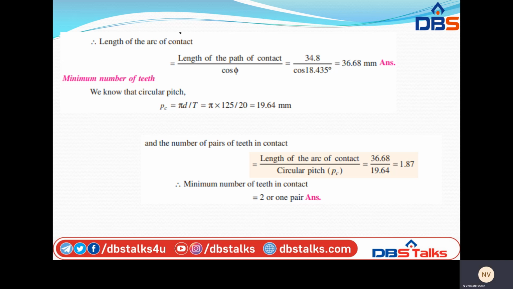So the length of the arc of contact by the circular pitch is equal to the number of pairs of contact teeth. That is equal to 37 by circular pitch, which is already given. That is PC, so 19.64, that is equal to 2. So finally, the minimum number of pairs of teeth in contact is 2, or otherwise that is a single pair. Okay.